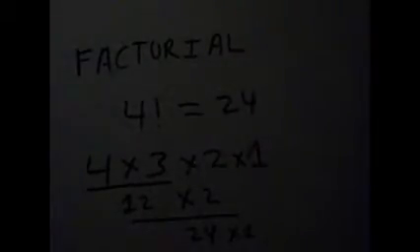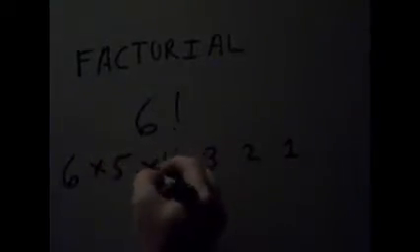Now, I'm going to give you one more illustration. Let's say instead of 4 factorial, we have 6 factorial. Now what are we going to do? Well, we're going to start with our countdown. Every time you see this, we're going to have a countdown. 6, 5, 4, 3, 2, 1. Then we put the multiplication symbols in there.